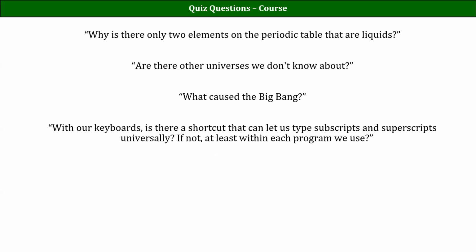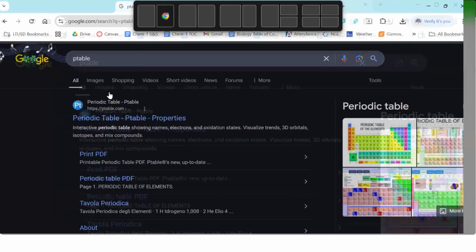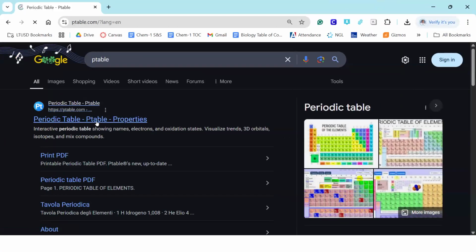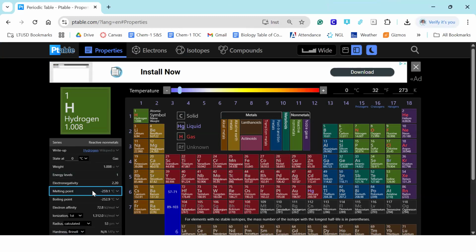So why are there only 2 elements on the periodic table that are liquids? Anybody have a guess? Somebody said temperature. What about temperature? It's either too hot or too cold for most of the elements on the periodic table to be in their liquid phase. But if we pull up P table, it actually lets us look at that and change the phase or change the temperature.